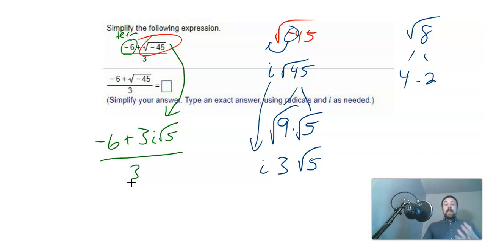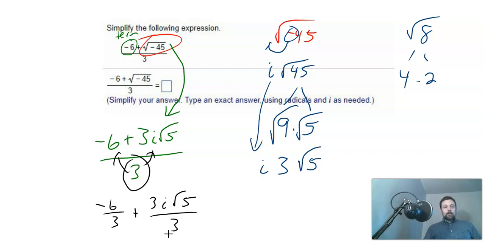But what we can do is split the fraction up into 2 separate fractions by dividing the 3 separately into each term. So if you have terms in your numerator, you can take your denominator and divide it separately into each term. It's the reverse of adding fractions together. The common denominator is 3, and we're splitting it up into separate fractions with the common denominator of 3. And so we'll get negative 6 over 3 plus 3i square root of 5 over 3.